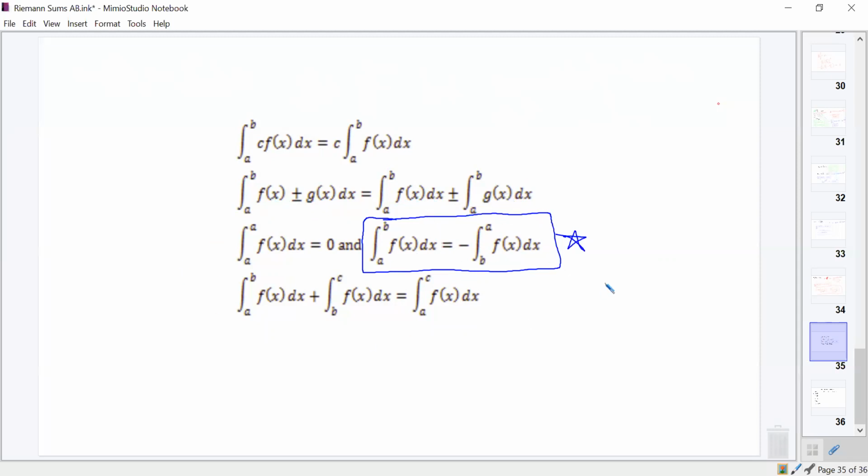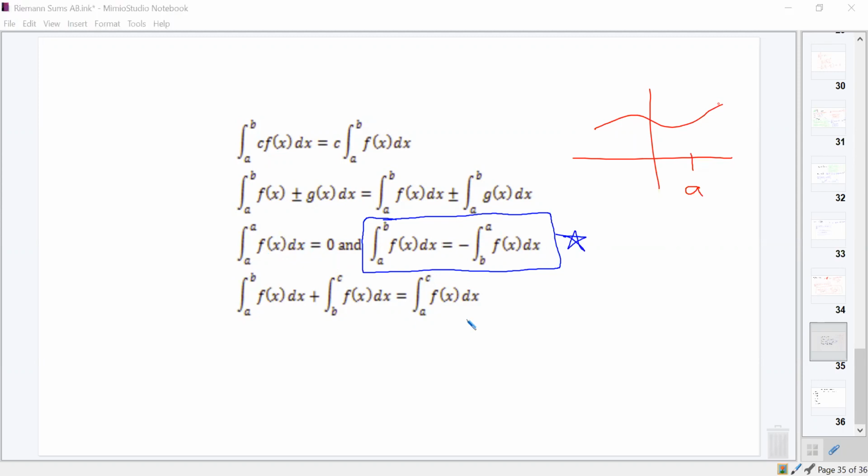And then these last two, besides the one I've starred, are important ones to think about, that an integral from a to a of a function is always 0. Well, an integral, remember, represents the area underneath the curve. So if I go from here to here and don't move, there shouldn't be any area underneath the curve. So if you have an integral from 1,000 to 1,000 of anything, it's always equal to 0.